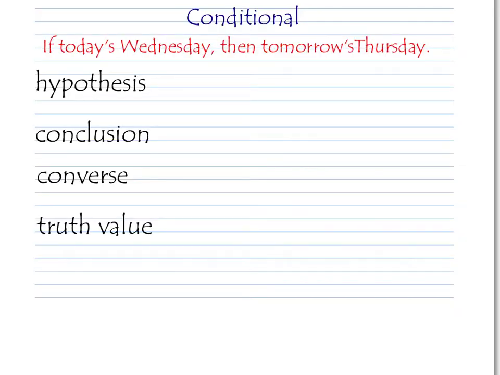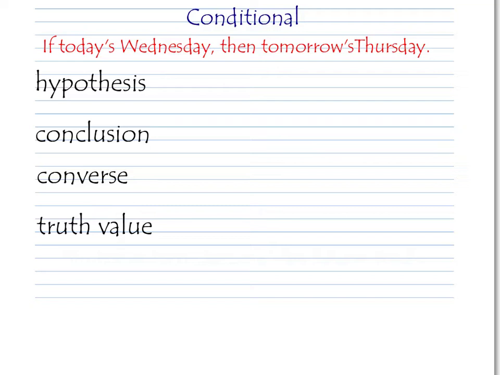Now we're going to talk about conditional statements. A conditional statement is basically an if-then statement. So it's a claim that's saying if something is true, then something else is true. And then we might be interested in whether or not that is in fact a true statement. So here's an example. If today is Wednesday, then tomorrow is Thursday.